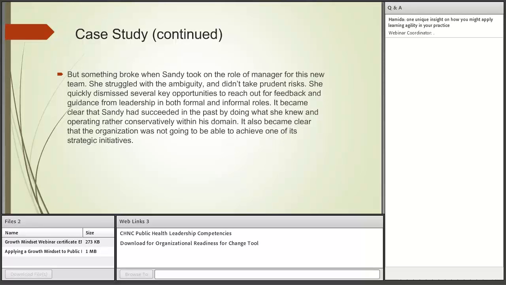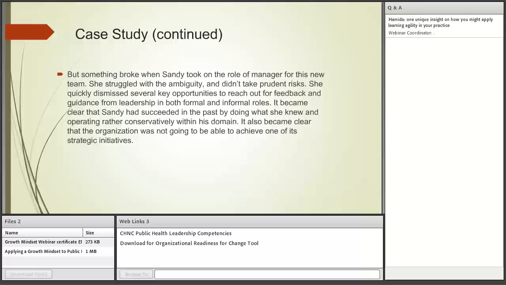the ability to actually listen to the feedback is different than seeking feedback. So a learning agile person actually goes out and actively seeks feedback. And this is where you see in the case study it's saying that she's dismissing opportunities to do that. And that's obviously impeding how she is in the new role of manager.